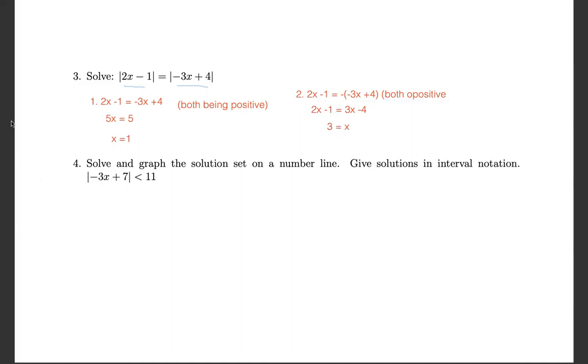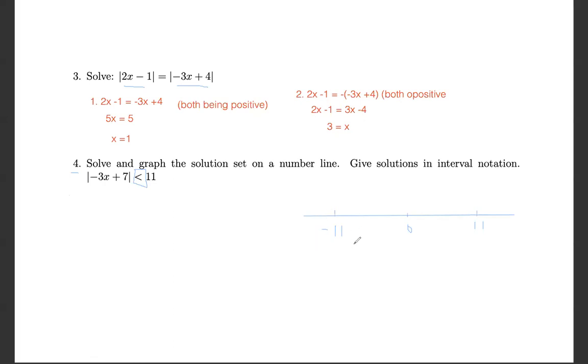So number 4. This is the absolute value inequality. We focus on this sign, less than, right? Less than. So let me graph the line for you. Absolute value less than 11. Okay, 0 is here in the middle. Let's think about this: positive 11, then somewhere negative 11, right? When we take the absolute value of negative 11, that's positive 11.